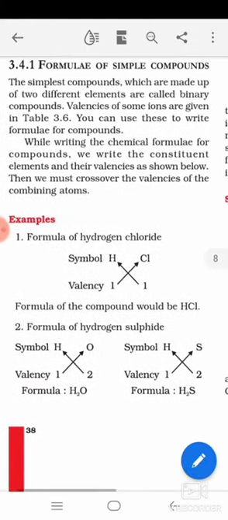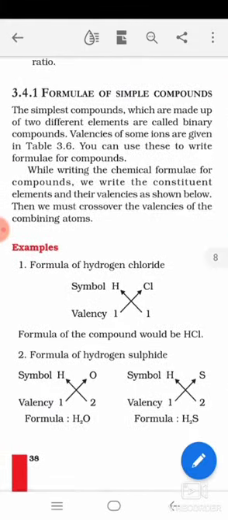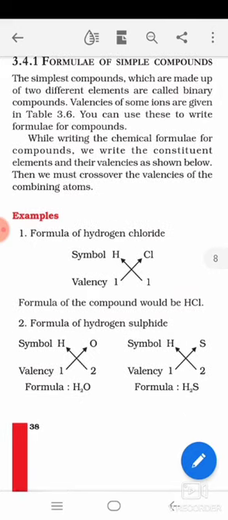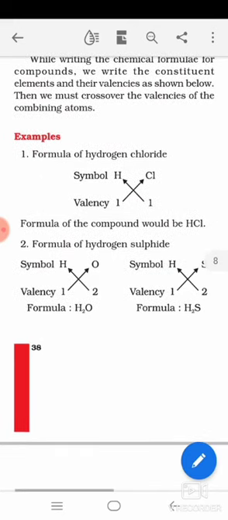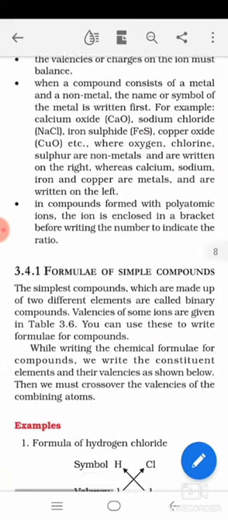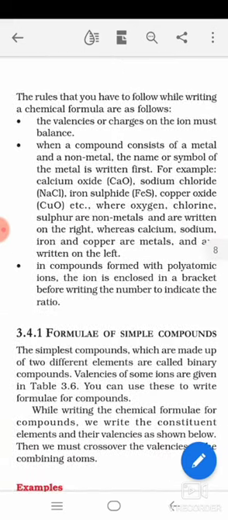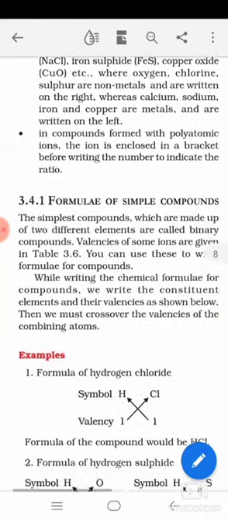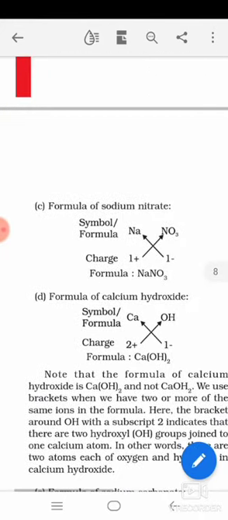Please remember the rules. First rule, charge should be balanced. Second rule, the metal should be written first, then the non-metal. Third rule, compounds having a polyatomic ion should be enclosed in brackets. Yes, this is the example for that.